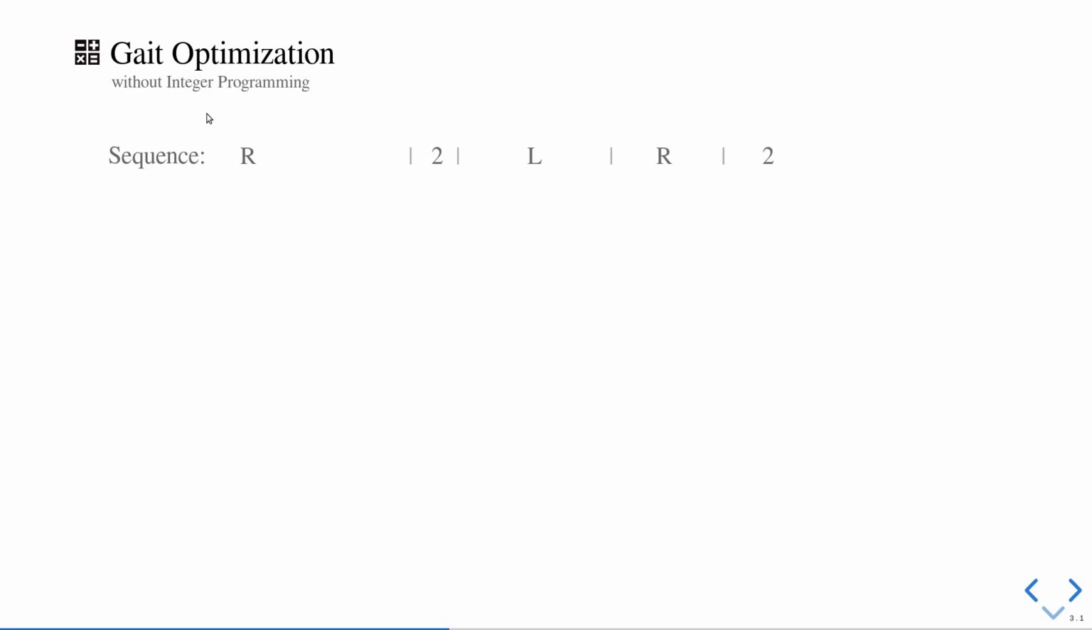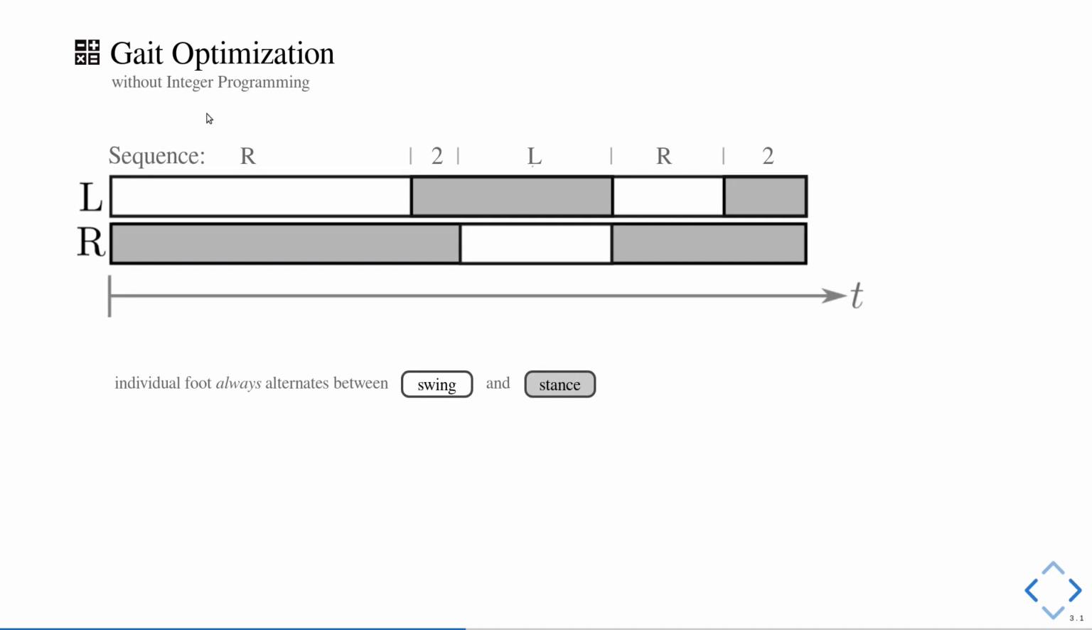Now, let's try to break this sequence down and look at each leg individually. So here we see the left and the right leg. We see a pattern here. If we look at the left leg, for instance, we see that the left leg alternates between a swing phase, a stance phase, swing phase, and a stance phase. And the same for the right leg. And this is independent of which gait sequence we have for the combined robot. Imagine a single-legged hopper, for instance: the hopper will always alternate between swing and stance and swing and stance. So for a hopper, there will be no need for gait optimization.